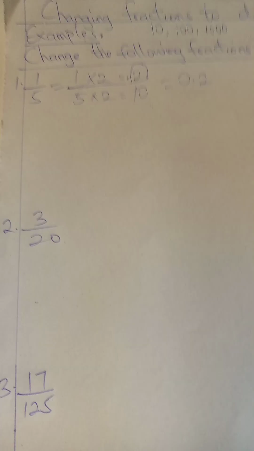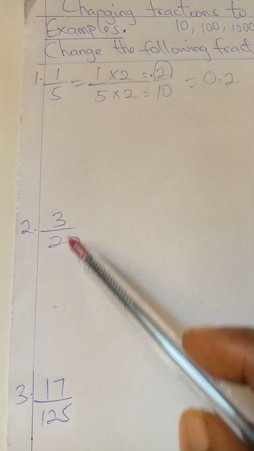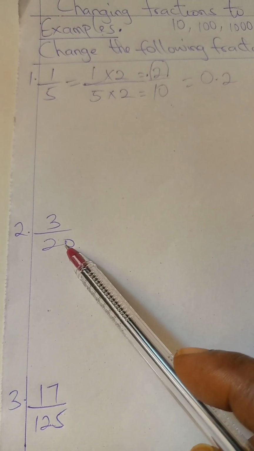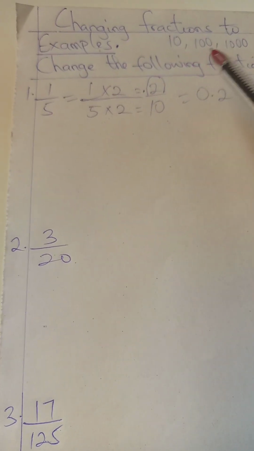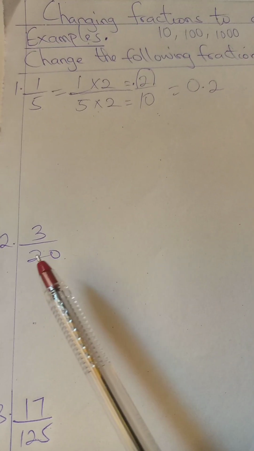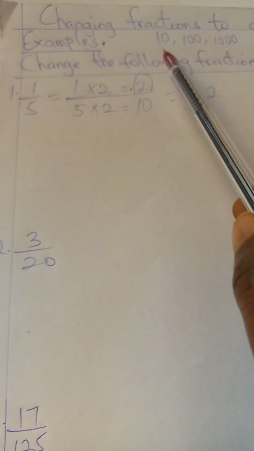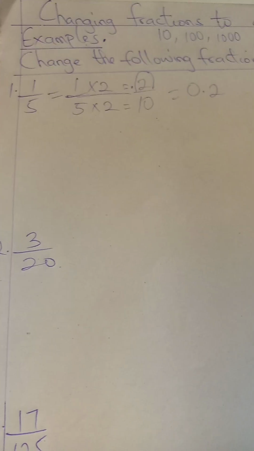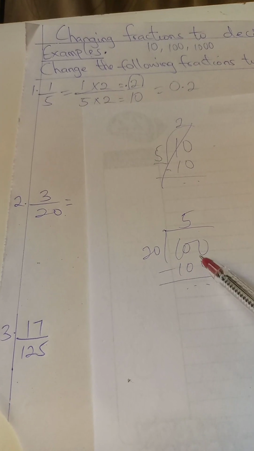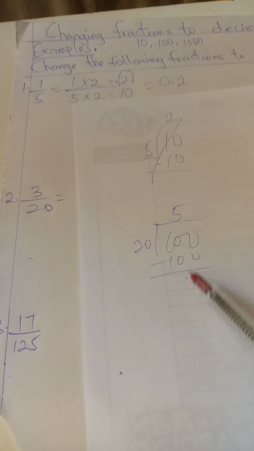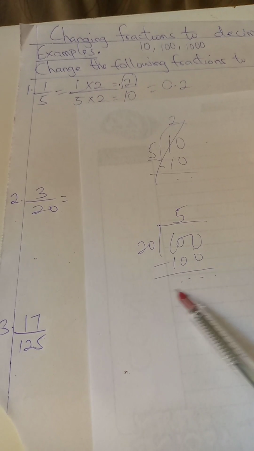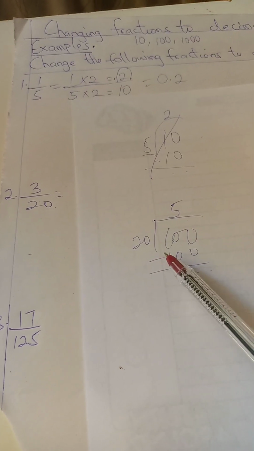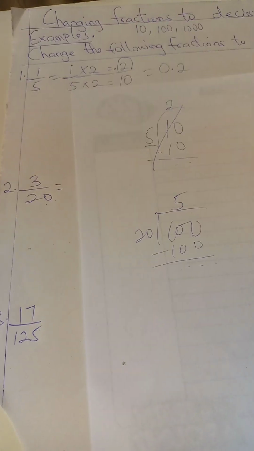Looking at the second question, 3 over 20, I will make this 20 to become either 10, 100, or 1000. And looking at this denominator, which is 20, it is bigger than 10. So I'm not going to try it with 10. I'll move to 100. And as you can see here, 20 multiplied by 5 equals 100 without remainder. So I'm going to make this to become 100.